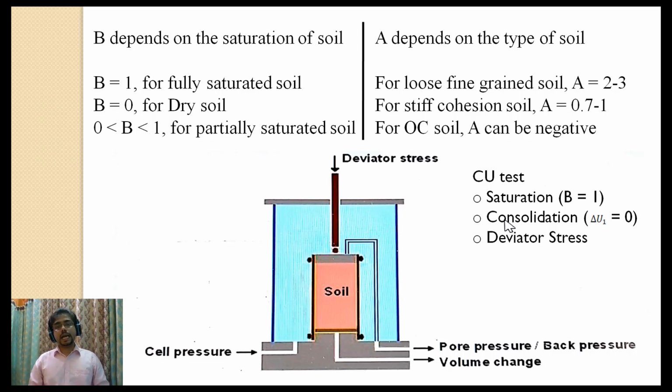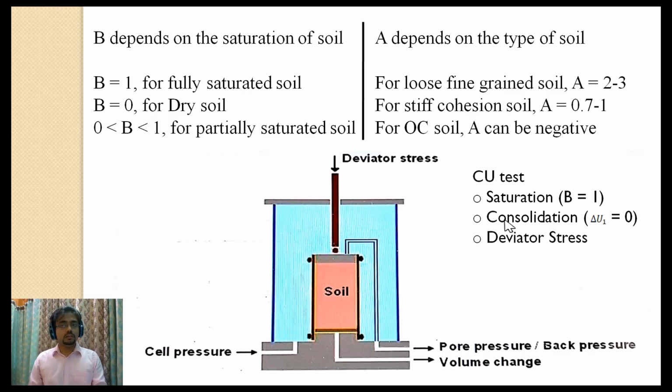So the first step, before consolidation even, is to have the soil saturated. That means you have to make the B value equal to 1. That means the change in excess water pressure should be the same as the change in the cell pressure. So first of all, we have to ensure that the change in excess water pressure is equal to the change in the cell pressure for the soil to be saturated. If it is saturated, then we give the cell pressure as you desire. Suppose 0.5 kg per centimeter square or 1 kg per centimeter square or 1.5 kg per centimeter square.